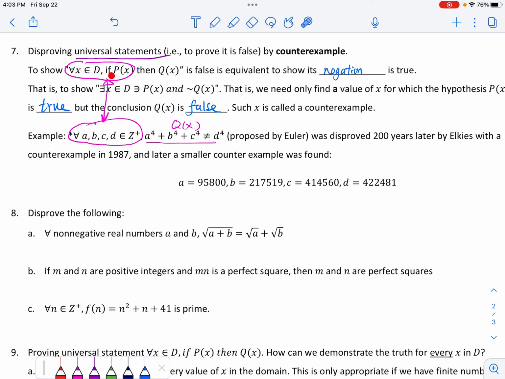You want to find a value x so that p of x is true. Basically, you are finding some value so that this is true, but this is false. That's exactly what is happening. So it was found that for integers, they're all positive integers, but this is false. Therefore, this constitutes a counterexample.